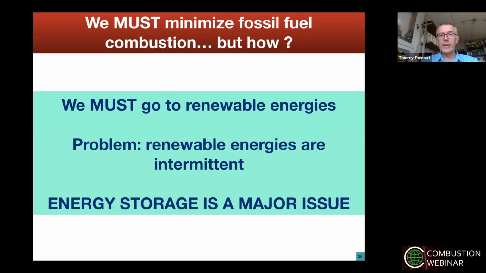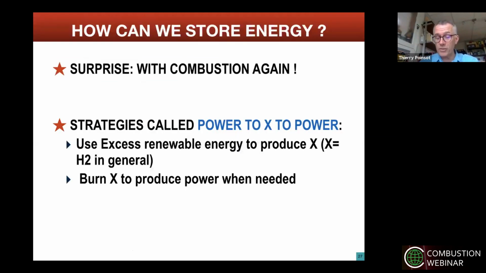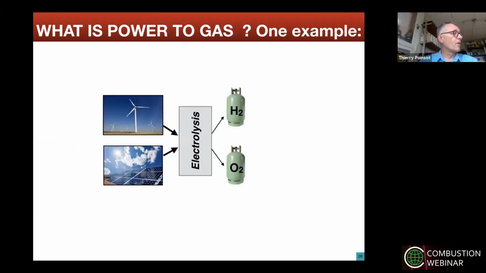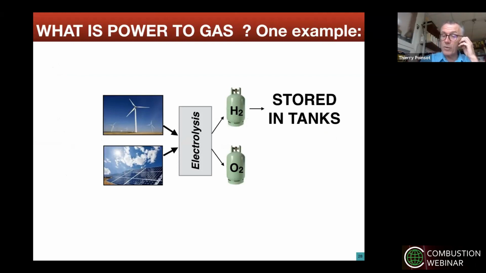And interestingly, how can we store energy? Well, with combustion again. Those are strategies called power to X to power. And the idea here is to use this excess renewable energy produced by sun or wind to produce a gas, and then to burn the gas when you need it. A very simple example is here. You have too much sun or too much wind. So you do electrolysis of water and you get some H2, and you can store the H2 in a tank and keep it for as long as you want.